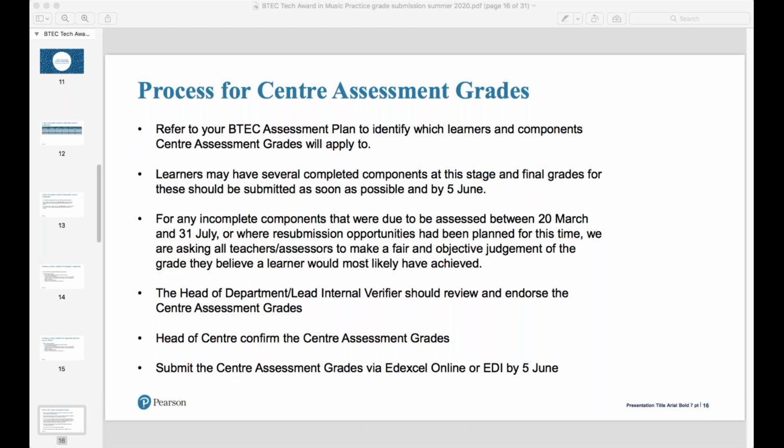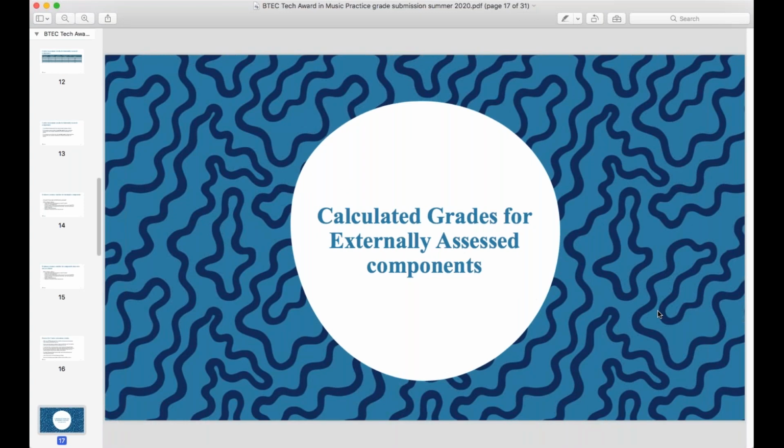And if the student has completed component 1 in year 10, will they be given an external grade? That's something I'll come on to in a second as well. So I'm just going to move on so we get through all the material in the time, and come back to any more questions as we move on to the calculated grades for externally assessed components.